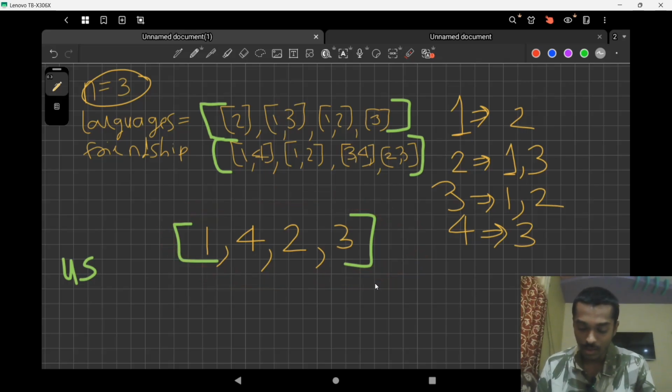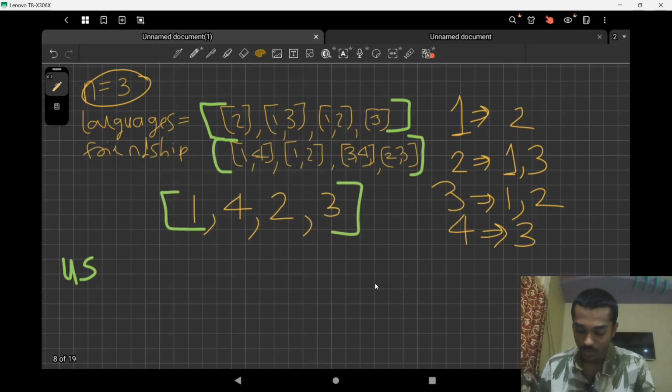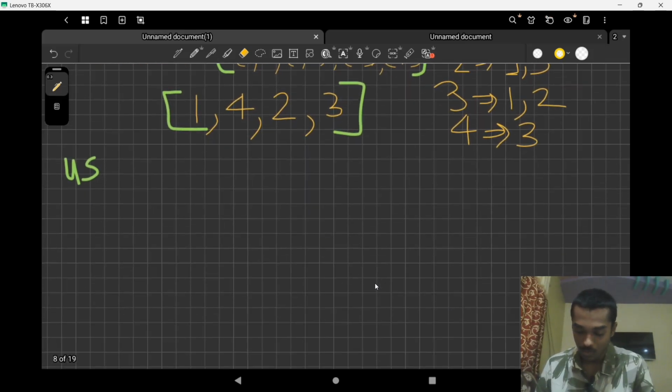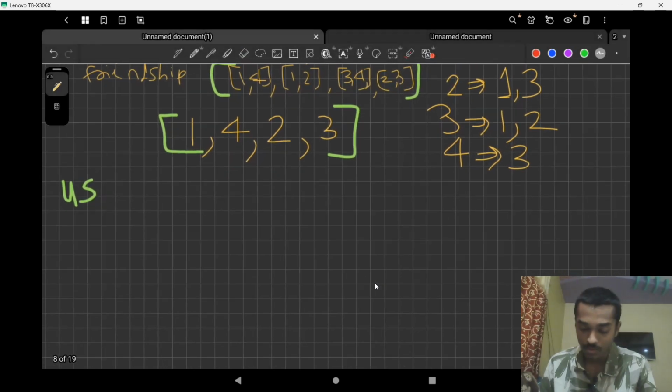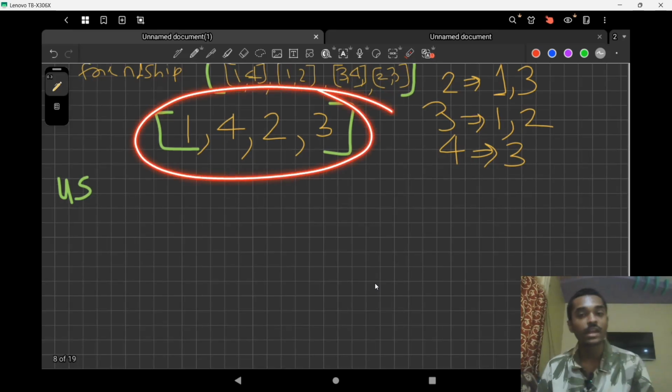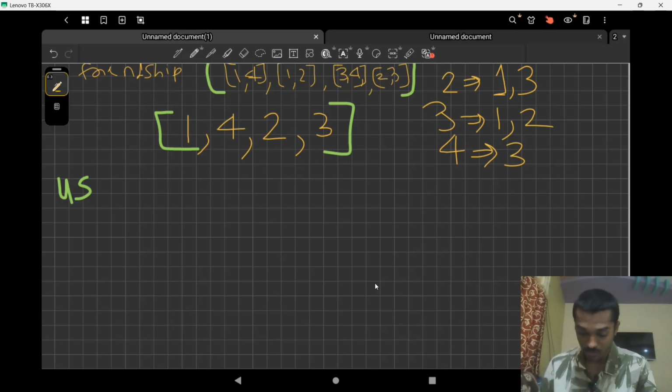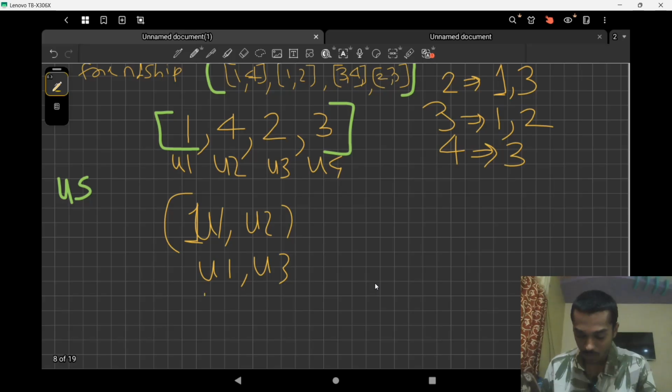Let me give one example. Let me erase everything. This is our unsatisfied user array. What we can do is simply pair. We can say this is user 1, this is user 2, this is user 3, and this is user 4. We can pair user 1 with user 2, user 1 with user 3, and user 1 with user 4.